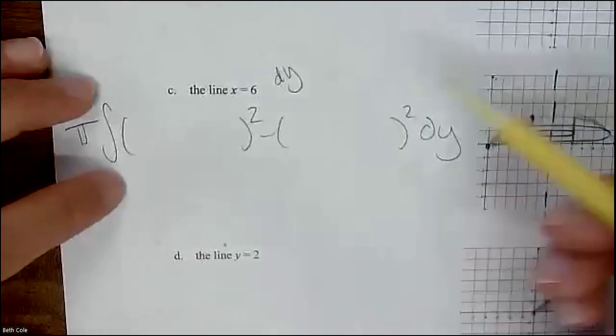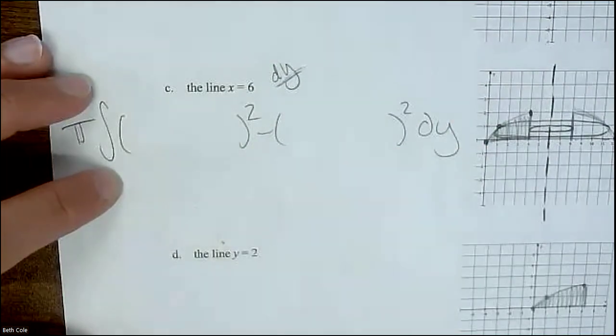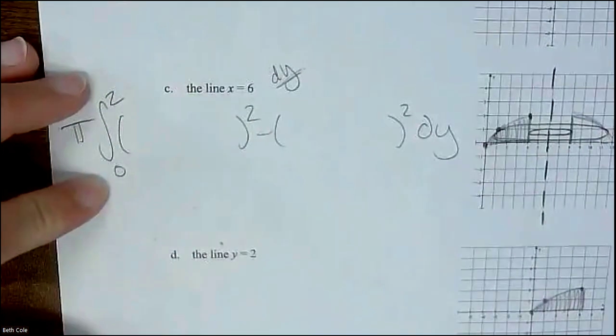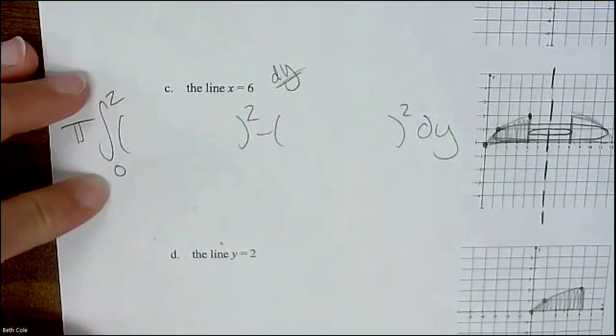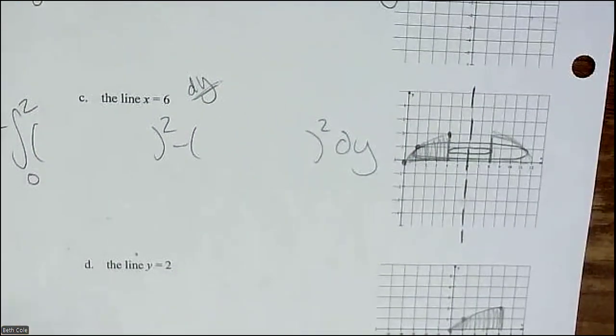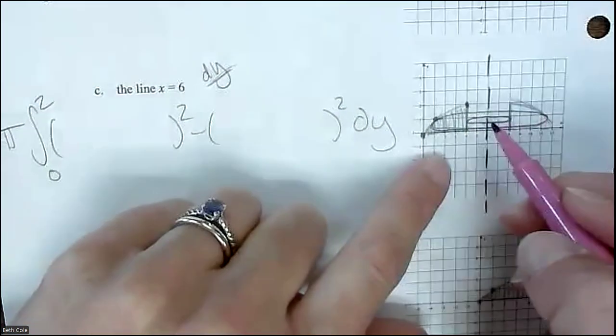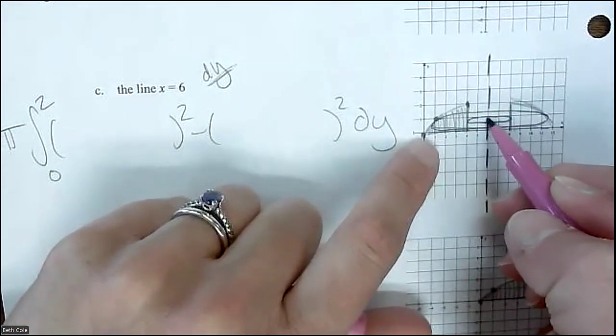So what are our boundaries? They need to be y. Yeah, same as the one we just did, right? 0 to 2, because I didn't change the original graphs. All right, now watch me point to it. We are going to have to do right minus left here. I don't have another way to do this.